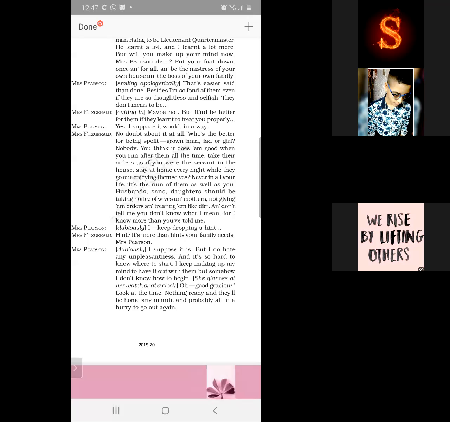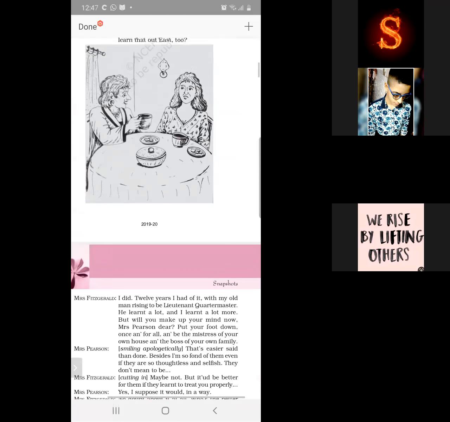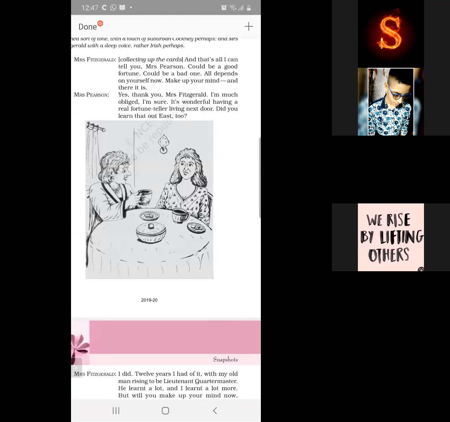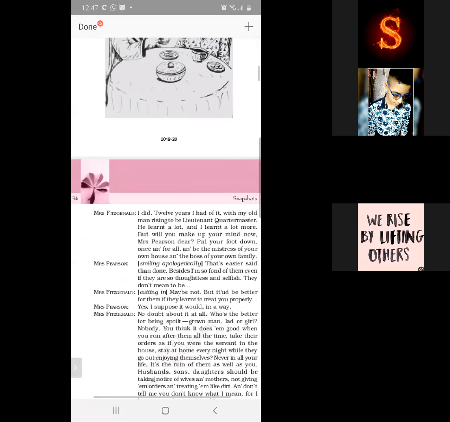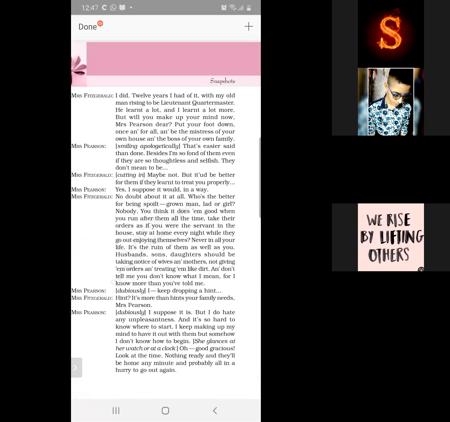Okay. Now the opening scene, there's a conversation between these two ladies, Mrs. Pearson and Mrs. Fitzgerald. Mrs. Pearson tells her how good it is that the fortune teller lives next to her door, and they're talking among themselves. She asks her, "From where have you learned that out in the East too? Perhaps he has traveled somewhere else, or she has traveled to other countries also." And she said, "No, I did 12 years, and I had of it with my old man rising to be lieutenant quartermaster. He learned a lot, and I learned a lot more. But will you make up your mind now, Mrs. Pearson, dear?"